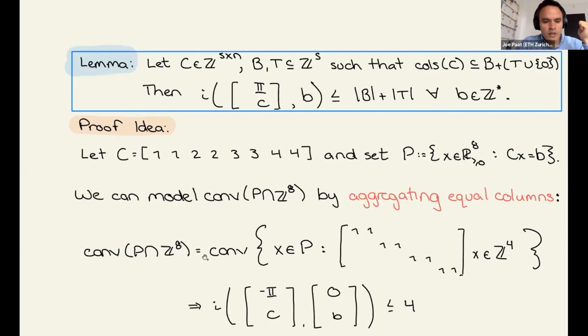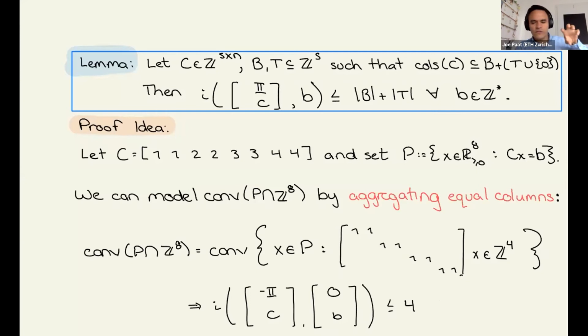If you're not familiar with this equation here, I'll try to explain it on the next slide. But what we see is that given this matrix, if you believe that this equation is true, we already see that the integrality number for our knapsack polytope is at most 4. It's at most the number of distinct columns. So here we have a nice totally unimodular, or TU, matrix, and that will be important in a moment.